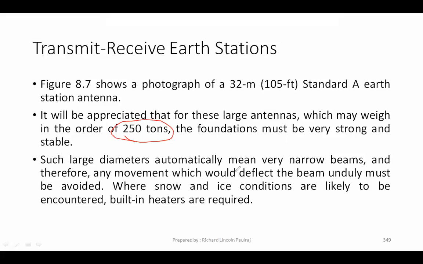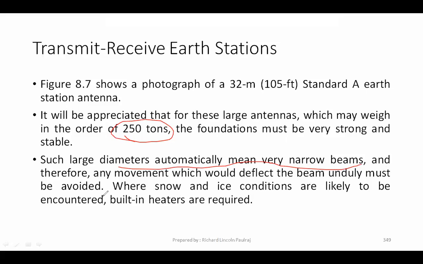Such large diameters automatically mean very narrow beams. As the diameter increases, the beam width reduces, and therefore any movement which would deflect the beam must be avoided.